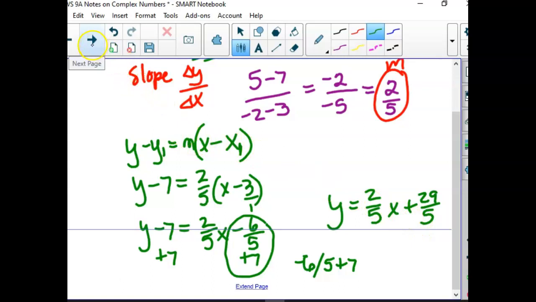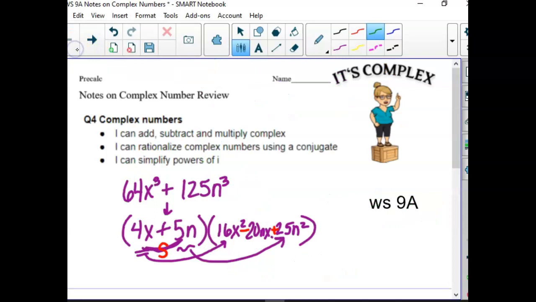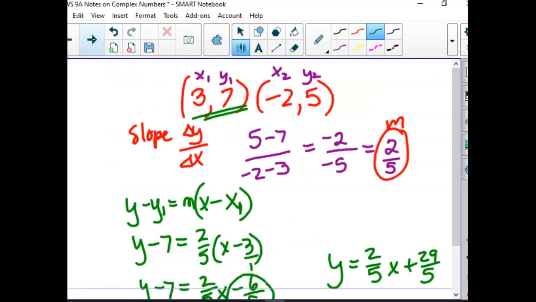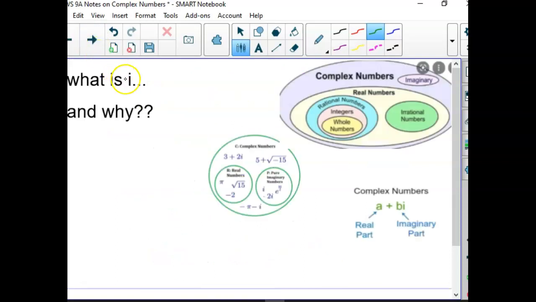All right, on to imaginary numbers. The target today is to be able to add, subtract, and multiply complex numbers. That means numbers with an i in there. And then rationalize when they have an i in the denominator using what's called a conjugate. We'll get there. And simplify powers of i. We're going to review some exponent powers, but I'll wait till we get there.